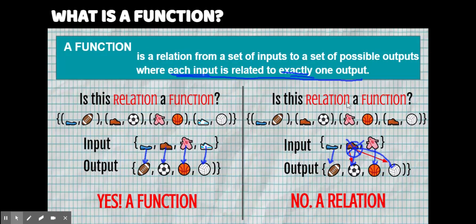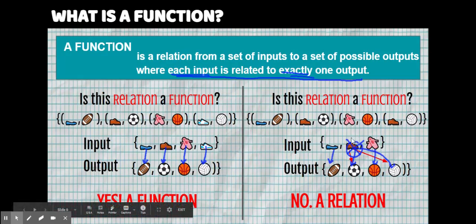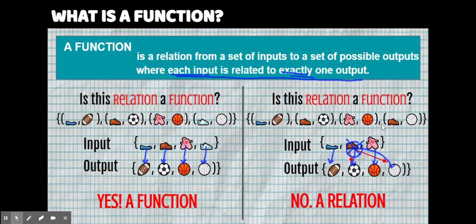So if I say, is this relation a function? I would say no, it's not a function, but it is a relation since it is a set of ordered pairs. It's just not meeting that extra detail that a function calls for. So hopefully you're getting a gist of what a function is and making sure that each input value has exactly one output value. My boot cannot repeat and give me two different outcomes. That's when it's not functioning.